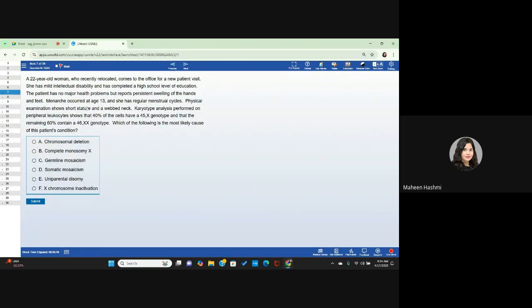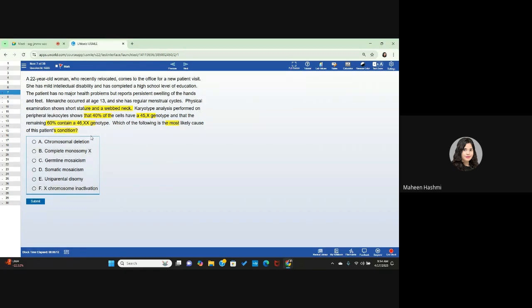Short stature, web neck. What are they talking about? Turner syndrome. Karyotype analysis is performed, and the cells have a 45X genotype, and the remaining 60% contain a 46XX genotype. Which of the following is most likely the condition? We know Turner syndrome is X0.